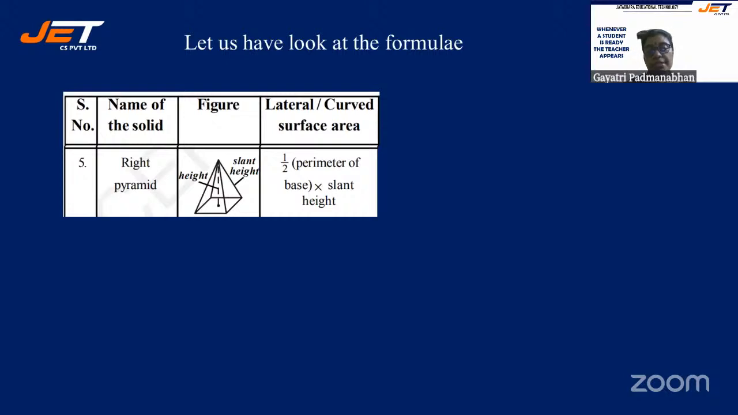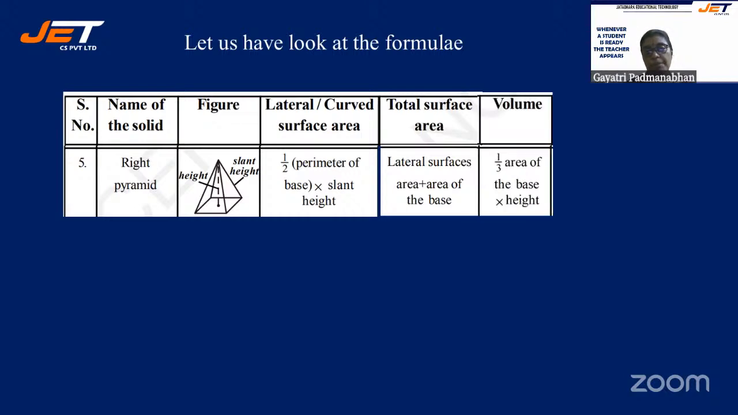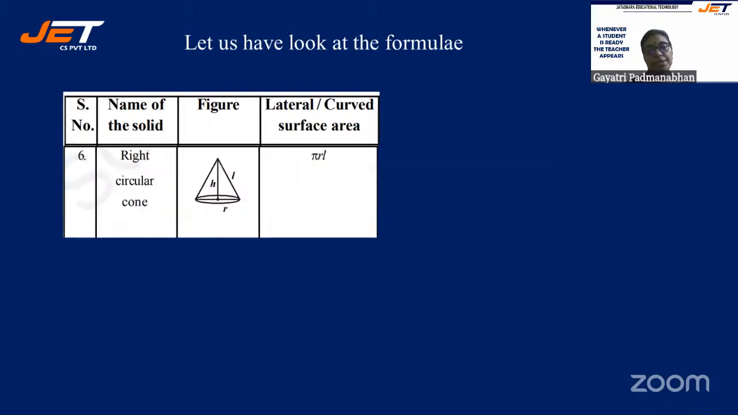Next, we can see the right pyramid. In the figure, you can see the slant height and the height of the right pyramid. The lateral or the curved surface area is half into perimeter of base into slant height. The total surface area is lateral surface area plus area of the base. And the volume is 1/3 area of the base into height.